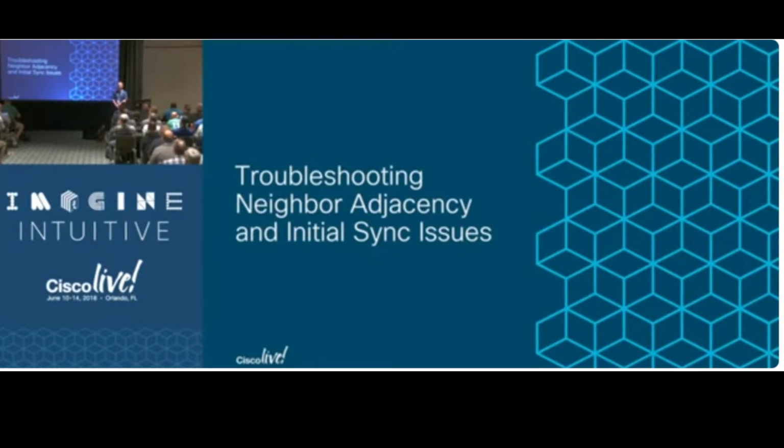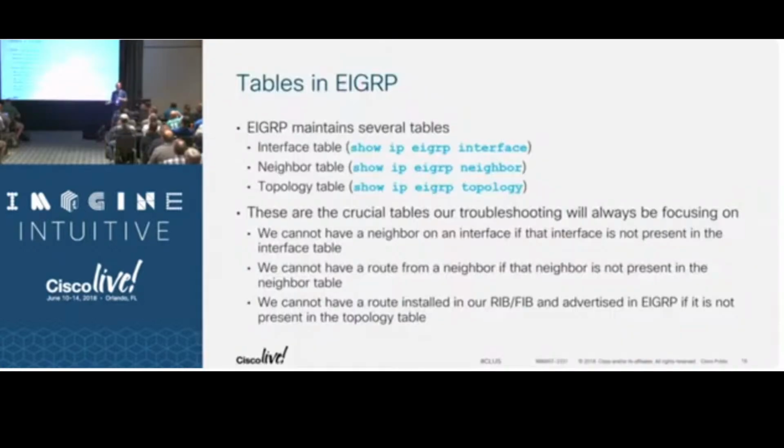EIGRP organizes several tables. Those tables would be the interface table, which lists all interfaces that are enabled in EIGRP and which are not passive. This is important. Second table is the neighbor table. These are all the neighbors that have been recognized over the interfaces and being labeled as known and ready for exchange of routing information. And third, we have the topology table, which is EIGRP's playground regarding all information about possible destinations. These three tables are crucial because they also form a logical sequence.